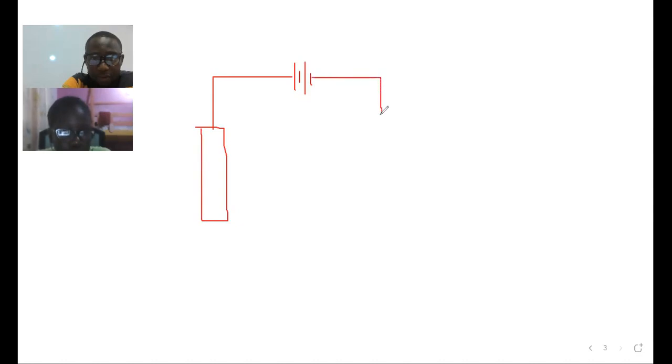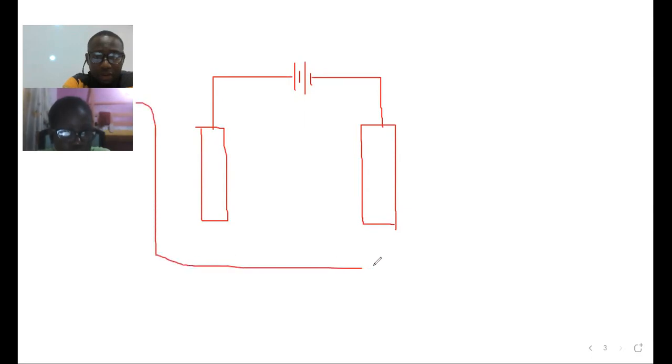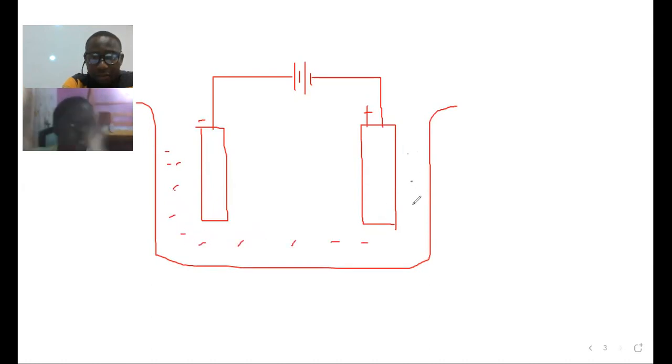Okay, from here now, how do we draw a diagram? A diagram would be something like this. Now these are the electrodes. I can call this the negative electrode. I can call this the positive electrode. This is water. Now, if this is the negative electrode, this is the cathode.